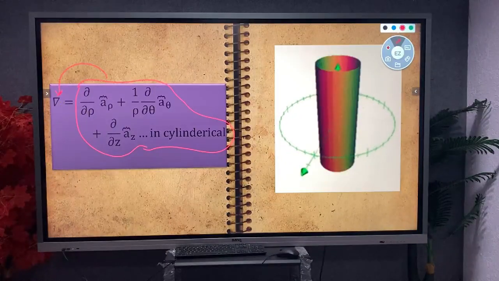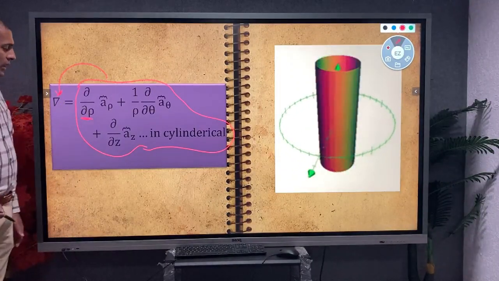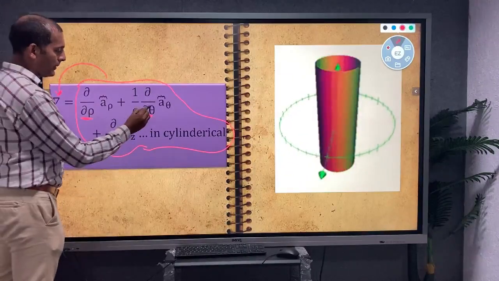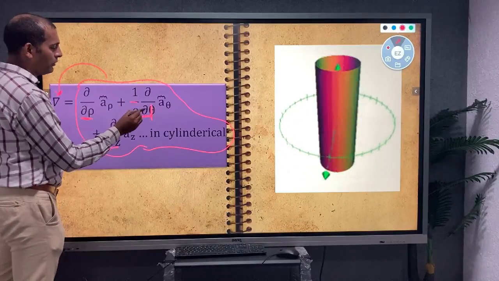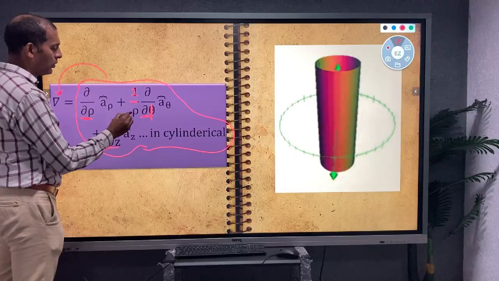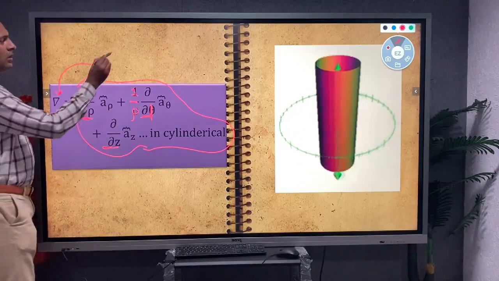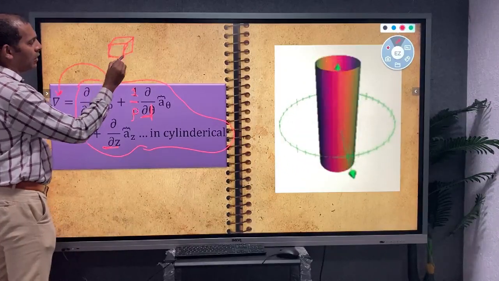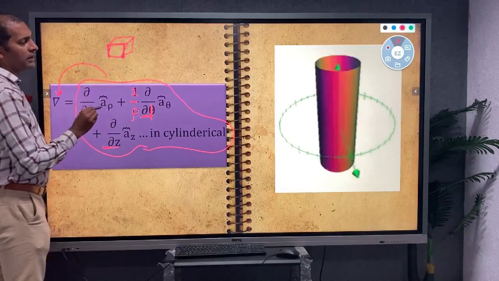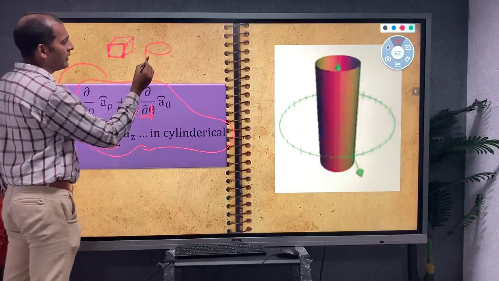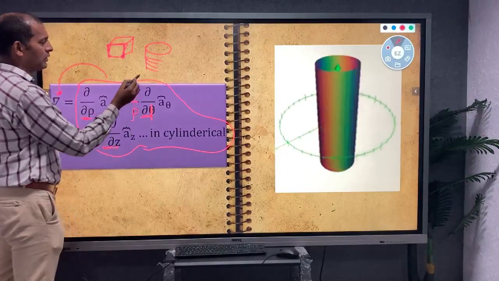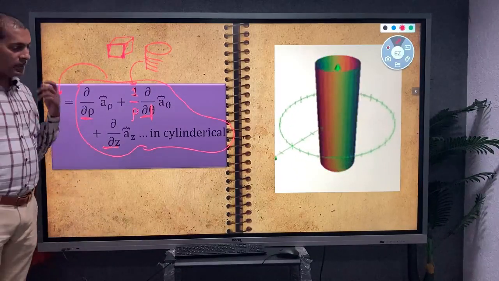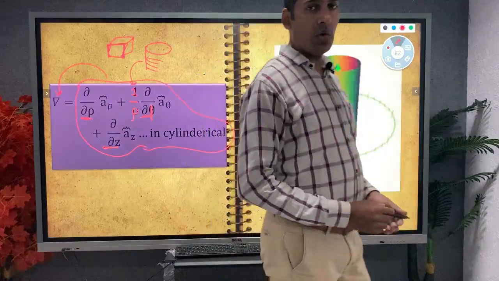So in this operator, what do we have? First we have dou by dou r, then we have dou by dou z, then we have dou by dou phi. Along with dou by dou phi, we get 1 upon rho or r term. That is because unlike in the cube or Cartesian coordinate system where all the sides are straight, in cylindrical there is a curve. Due to this curve path, we get this additional 1 upon rho term. So this is the expression for del in cylindrical coordinate system.